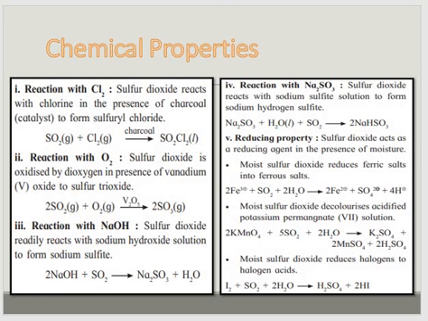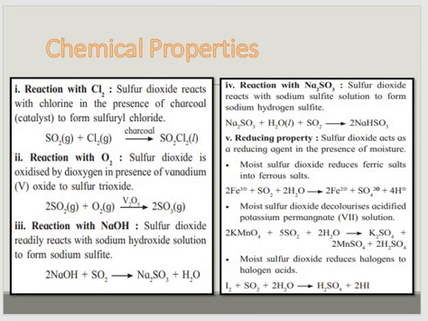Moist sulfur dioxide decolorizes acidified potassium permanganate solution, and potassium permanganate will turn into K2SO4 and MnSO4 because it is taken acidified here. Moist sulfur dioxide reduces halogens to halogen acid. That means if I am taking iodine here, then iodine will be turned into hydrogen iodide.